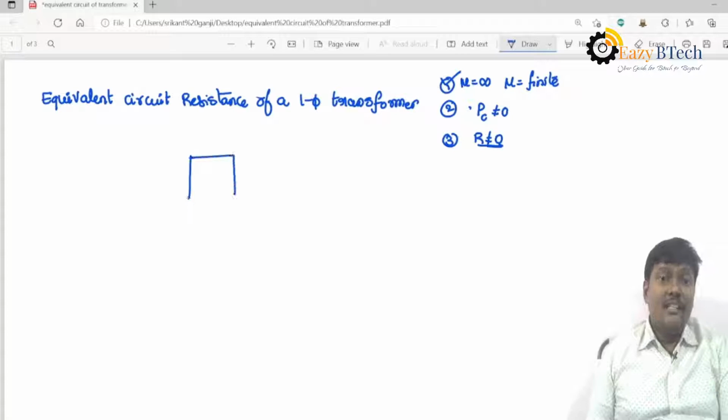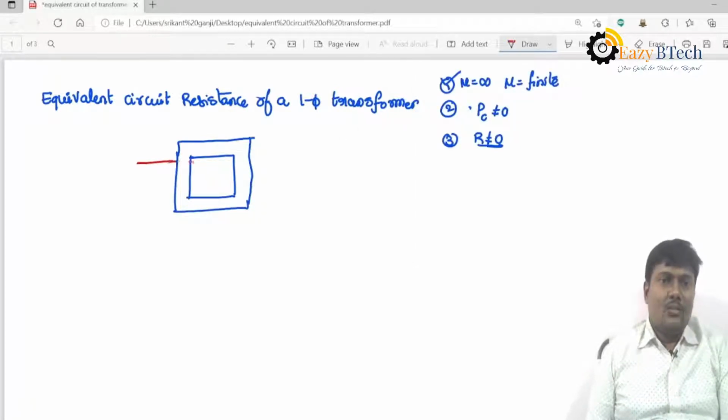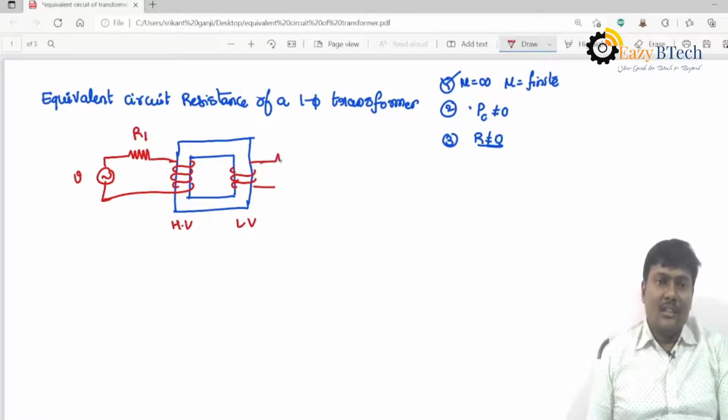how many windings does the transformer have? There are two windings. One is the primary winding and the other is the secondary winding. Or see here, it is the HV winding and the LV winding. The supply which is given to the winding is called the primary winding. So here we are considering the resistance. The primary winding resistance is R1. The secondary winding resistance is R2.